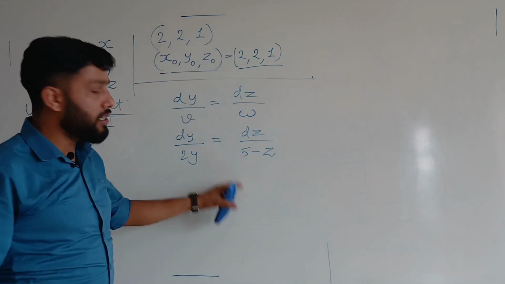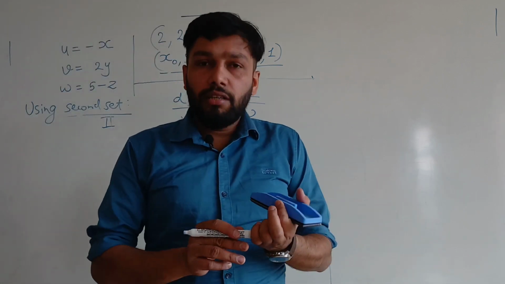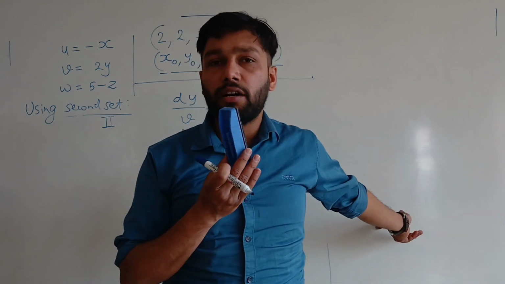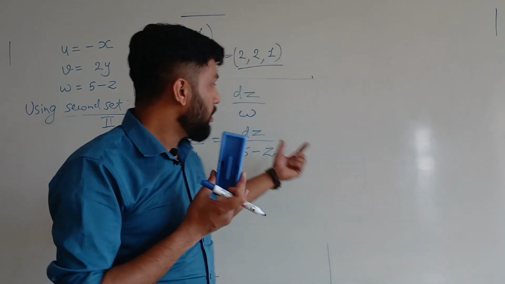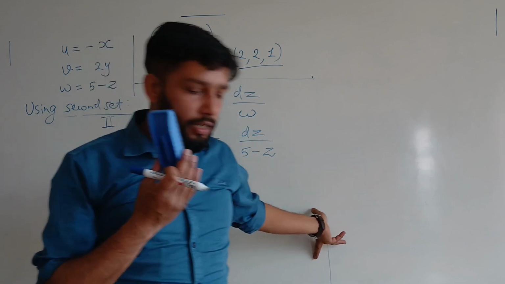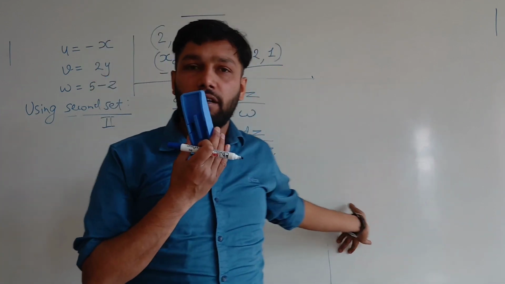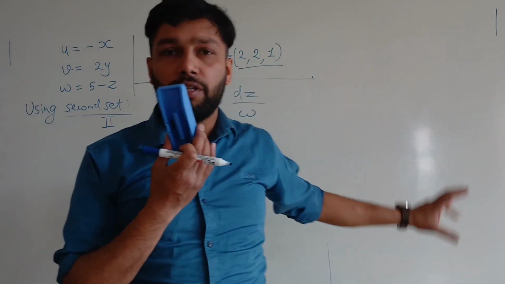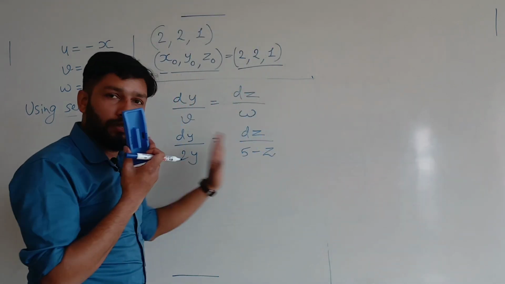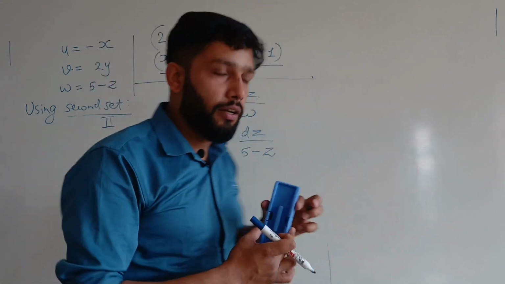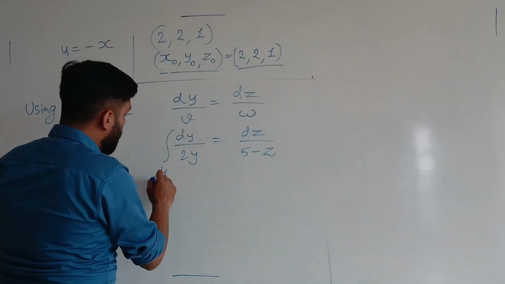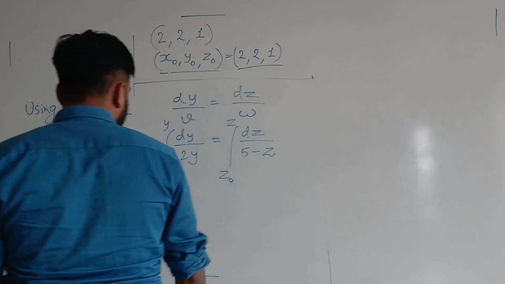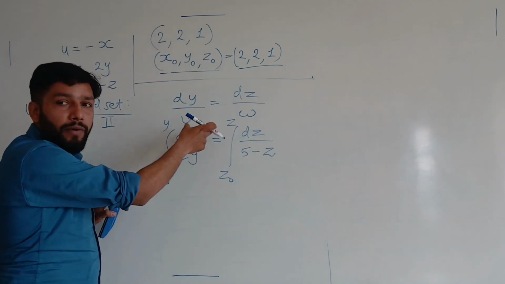Now let's apply the definite integral in this case. You can also use indefinite integral to find the final expression, but I am going to use the definite integral, which is easier and indispensable for finding the streamline equation, so I recommend you do the definite integral. It is written like this: y naught to y and z naught to z. Now integration of dy by y, how much?